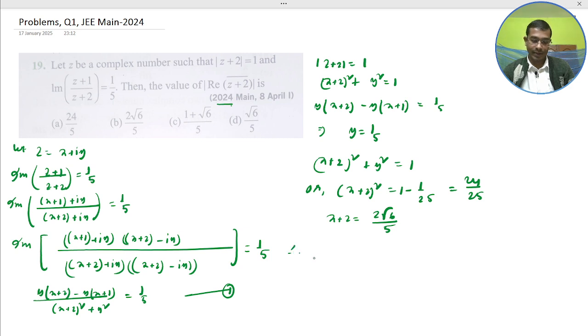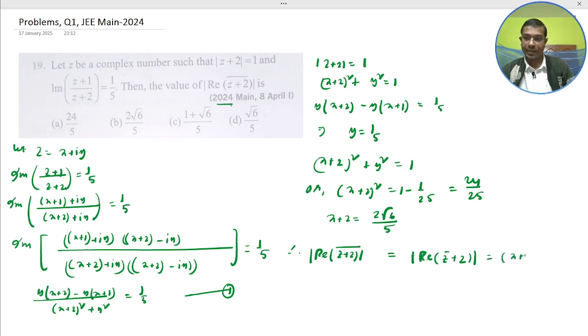And you have to find the real part of modulus z plus 2. So here by the property of the modulus, this would be z bar plus 2, and here would be the x plus 2. So the real part of z plus 2 bar would be what? 2 root 6 by 5. This 2 root 6 by 5 would be our answer, B.